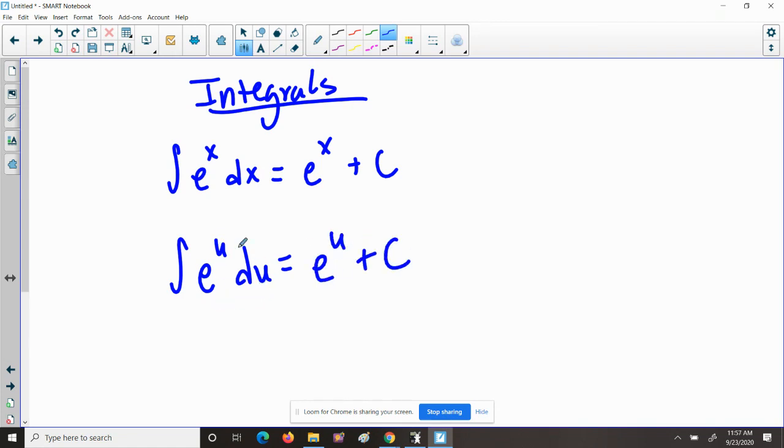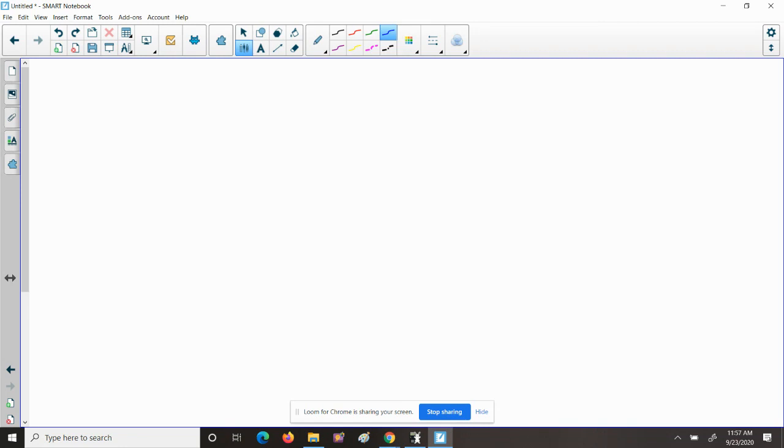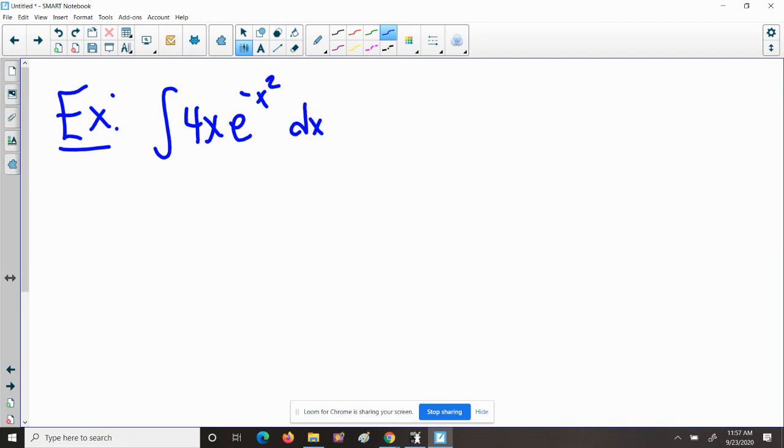And again, the big portion is making sure we recognize what is the u and what is the du. So a lot of times we're going to have to multiply by a constant because we may not have the exact same du as we have. Let's take a look at some examples. Let's say we have the integral of 4x times e to the negative x squared dx.